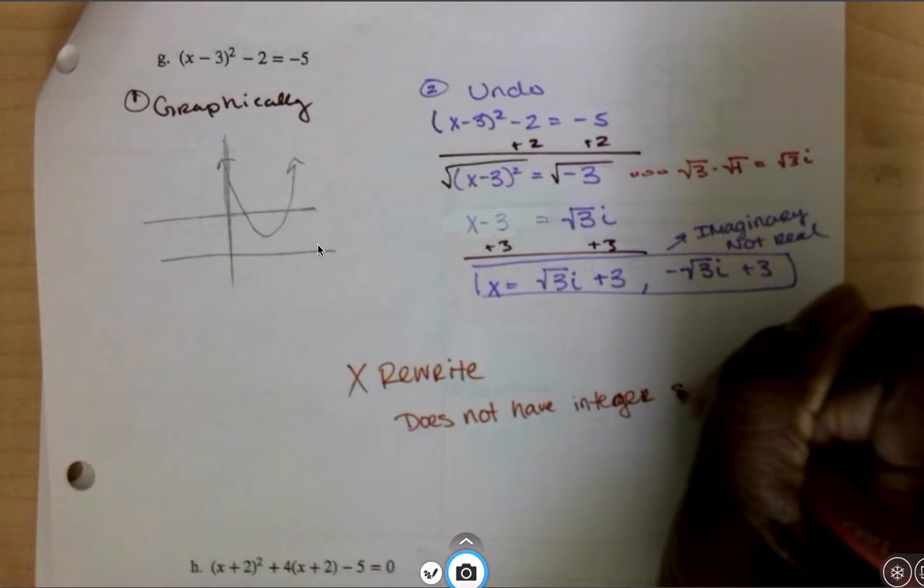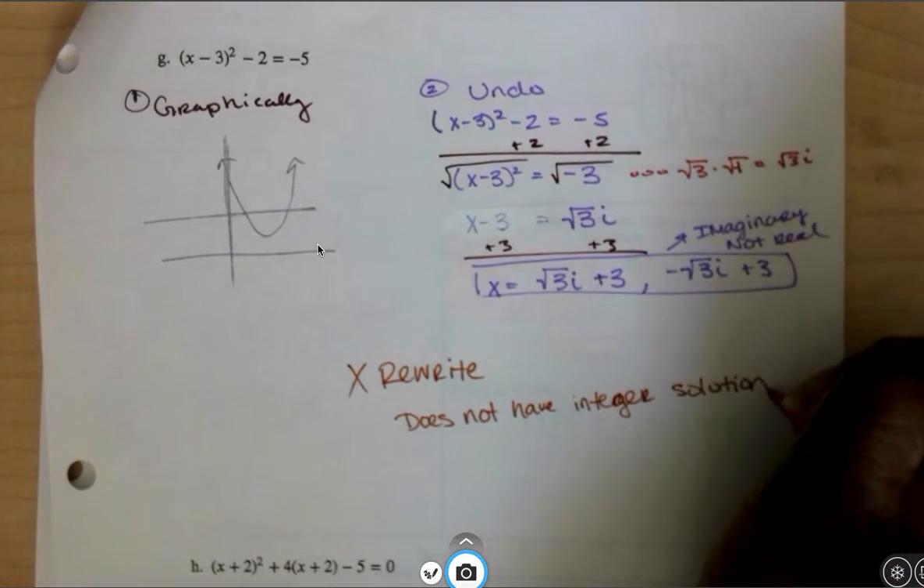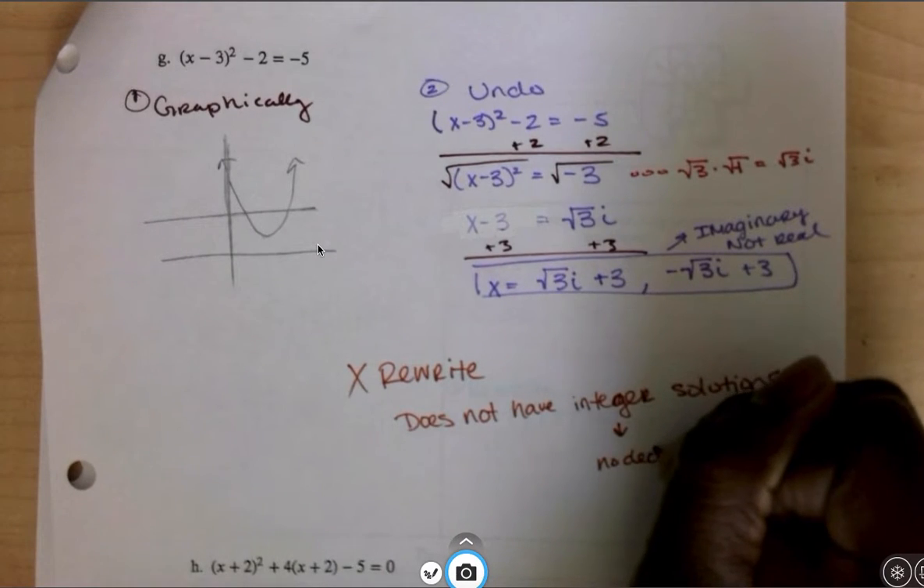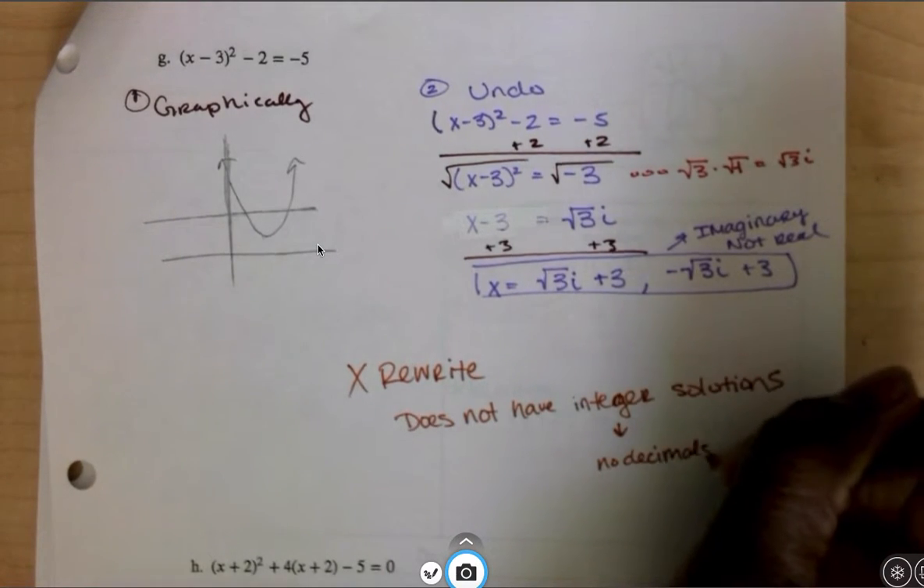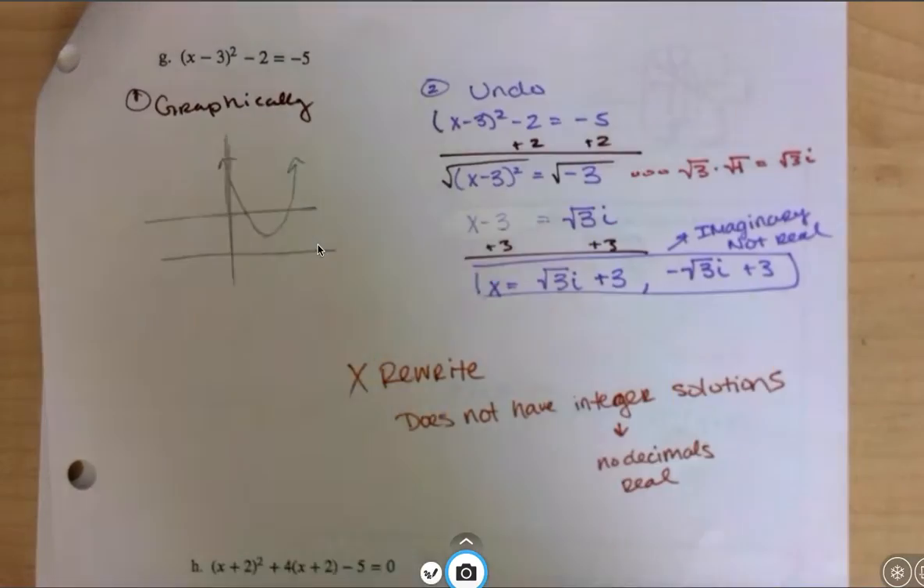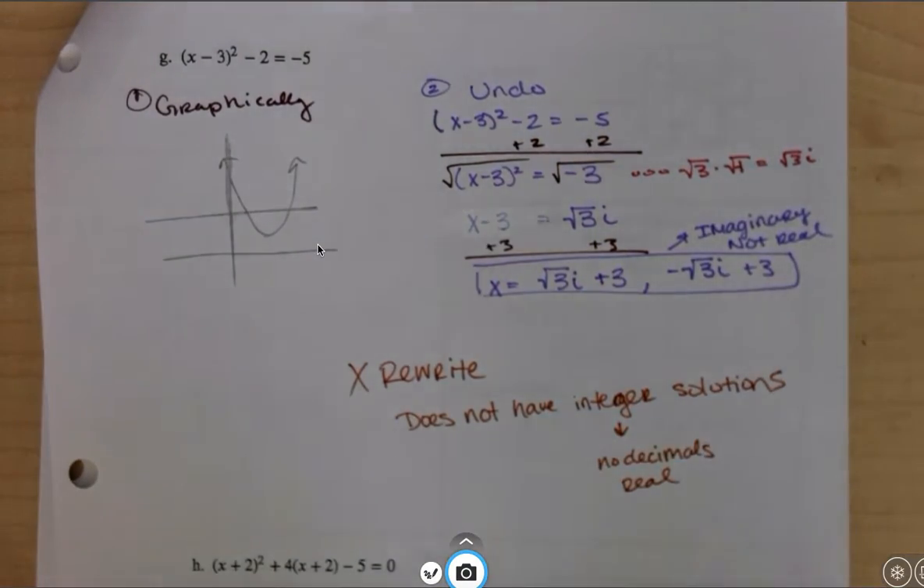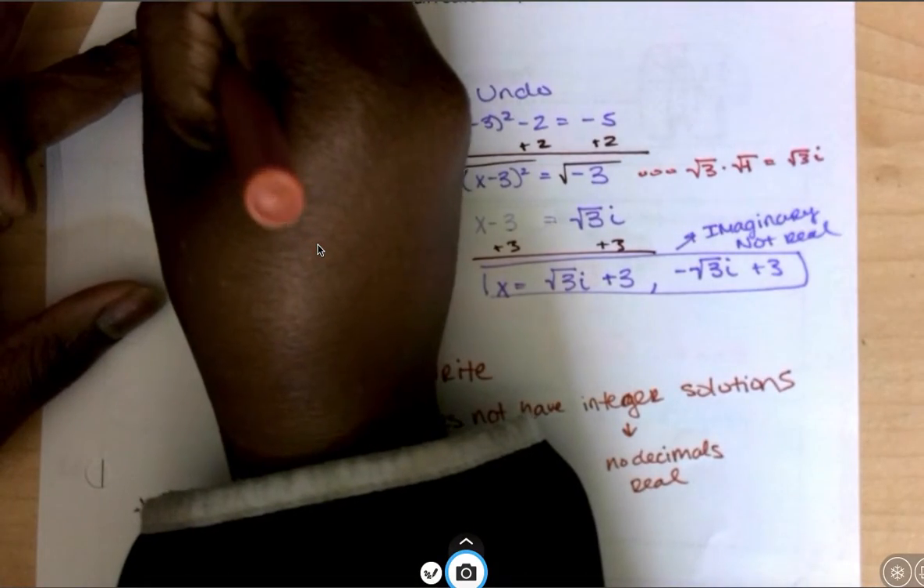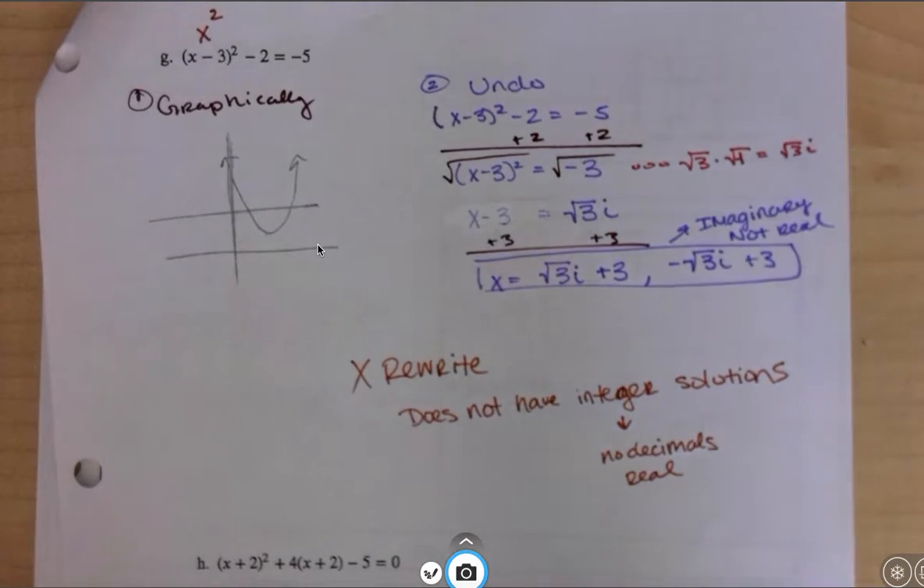Integer solutions. And remember, integer just means that there's no decimals. And they're real. So they're real without decimals. All right, so notice even this structure here. Because I see that I have something that looks like x squared, except x is expanded in this example, I should undo something like this.